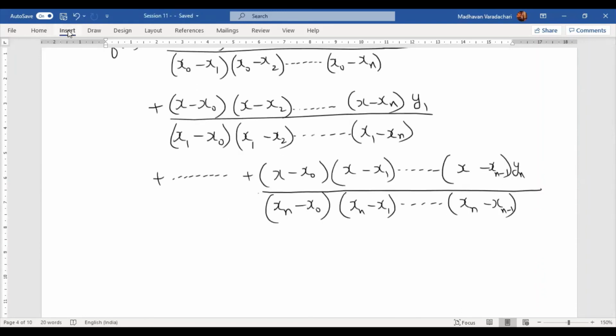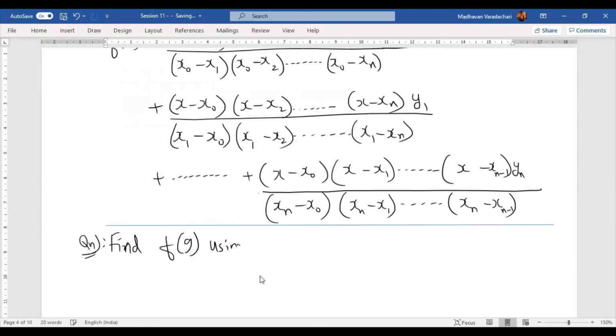So let me do this with an example. How do we do an interpolation against a particular numerical example? Find f of 9 using Lagrange's method for the following data.